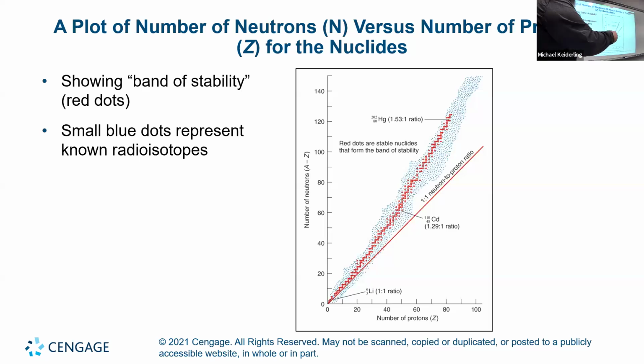And there's sort of a strip in red here of stability, while the blue dots are known radioisotopes. The red dots are this band of stability. So along this band is where all the stable nuclei are. And you can see it starts close to the 1-to-1 ratio of protons to neutrons, and then it steadily moves further away from it as they get bigger.